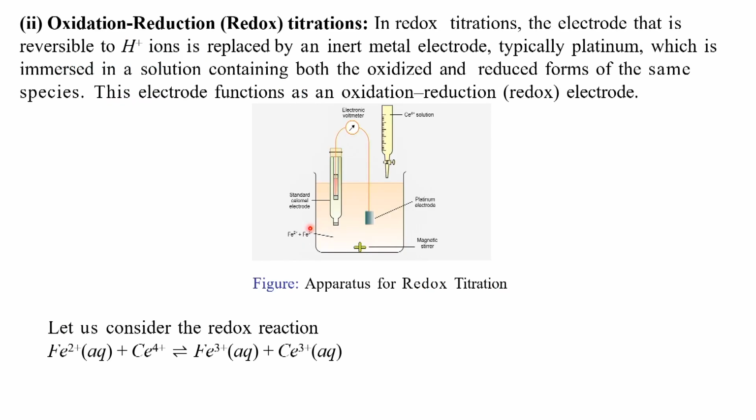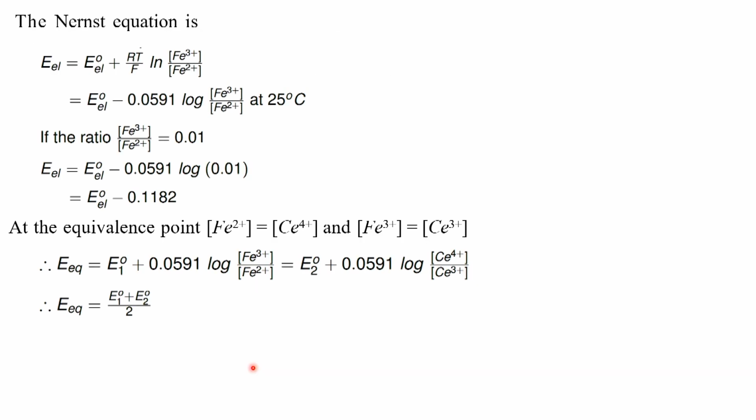So at the equivalence point, the concentration of Fe2+ and the concentration of Ce4+ are equal. You can go back and check. Similarly, the concentration of Fe3+ equals the concentration of Ce3+. So we can write at the equivalence point, E equivalent is E1 naught plus 0.059 log [Fe3+]/[Fe2+], which equals E2 naught, this is for cerium, plus 0.059 log [Ce4+]/[Ce3+]. So at the equivalence point, we get (E1 naught plus E2 naught) by 2.